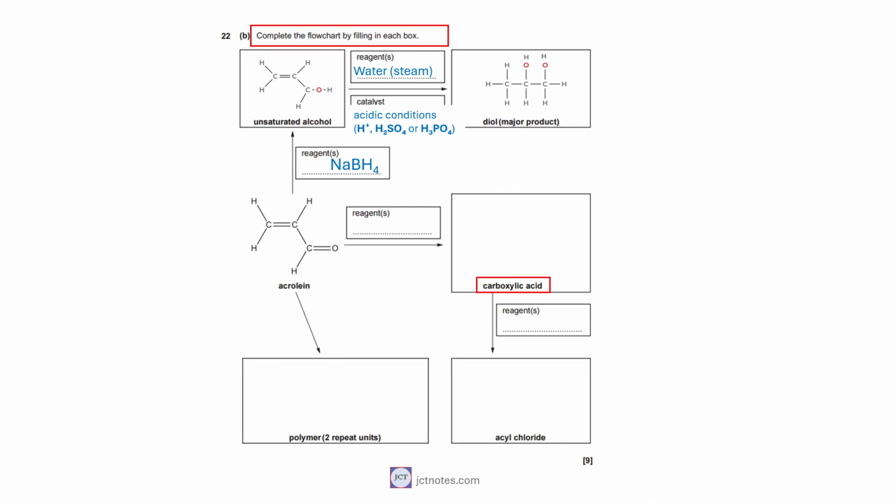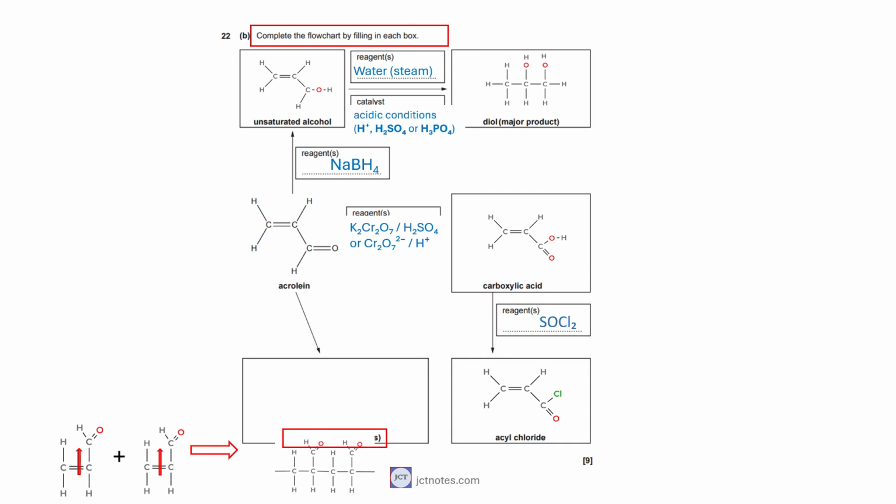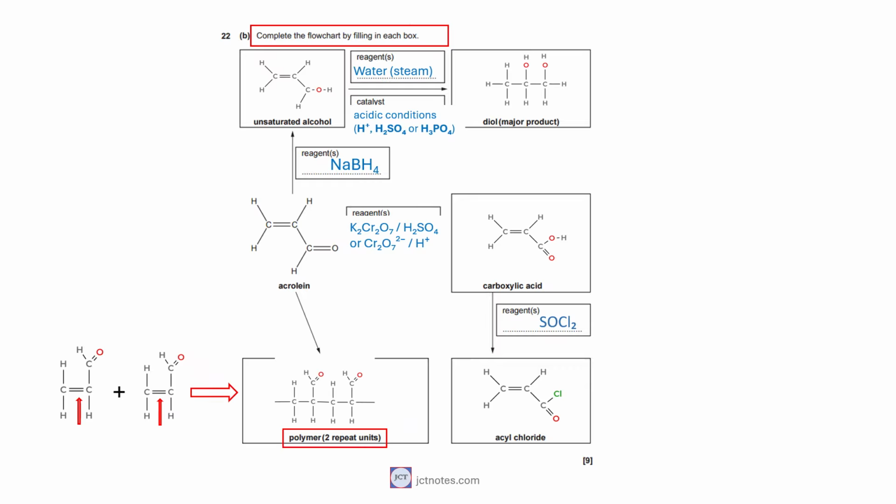Acrolein can be converted into a carboxylic acid by oxidation of the aldehyde group. The reagent is acidified dichromate(VI) and the product formed is prop-2-enoic acid, or acrylic acid. The carboxylic acid is converted into an acyl chloride by reaction with thionyl chloride. The product obtained is prop-2-enoyl chloride, or acryloyl chloride. Acrolein can form a polymer via addition polymerization using the carbon-carbon double bond. When drawing the polymer, break the carbon-carbon double bond to a single carbon-carbon bond, then join repeating units together. Show 2 repeat units as required.